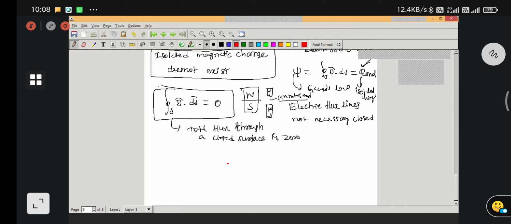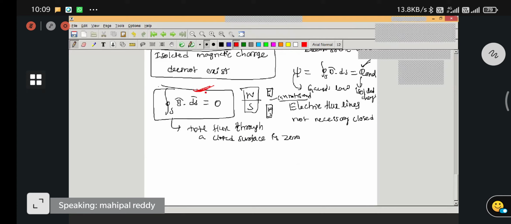Taking a red pen, this is the surface integral of B dot dS equal to 0. There is no beginning point and no ending point, so it equates to 0. The total flux through a closed surface is 0. Just keep it in mind, it's very important. Next, Ampere's circuit law.